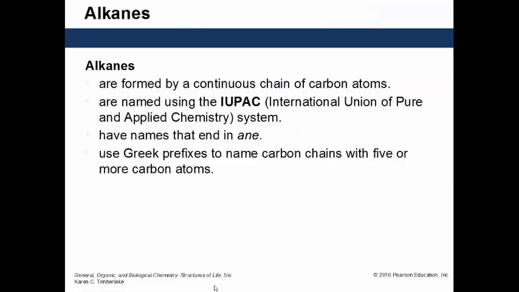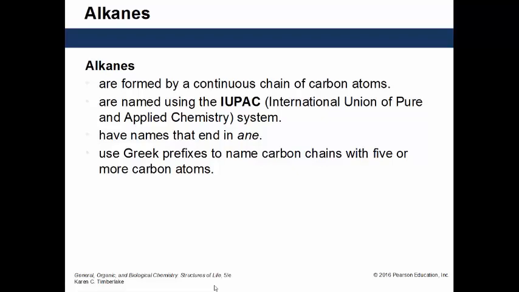All right, now we'll talk about a class of organic compounds called alkanes. These are formed when you have a continuous chain of carbon atoms. And they're named using a very particular system called the IUPAC, the International Union of Pure and Applied Chemistry system. There are certain rules and protocols that you have to follow in order to name these compounds properly. But a good indicator is they all end in the suffix -ane, A-N-E. So methane, ethane, propane, all those are alkanes.